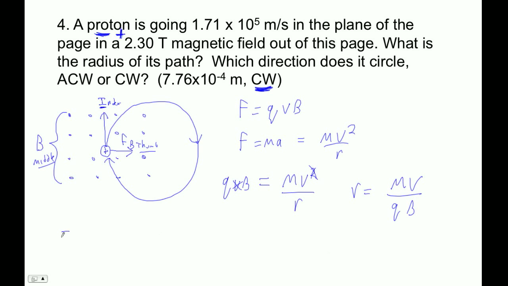So that equals, and then you've got to look it up. In your data packet, you'll see that the mass of a proton is 1.673 times 10 to the minus 27th kilograms. That's why you've got a data packet, right? The velocity is 1.71 times 10 to the fifth.